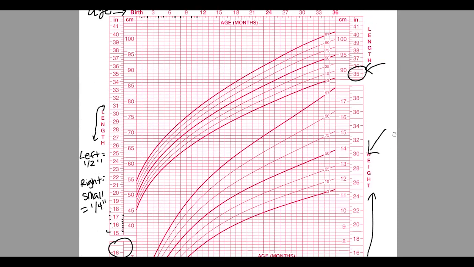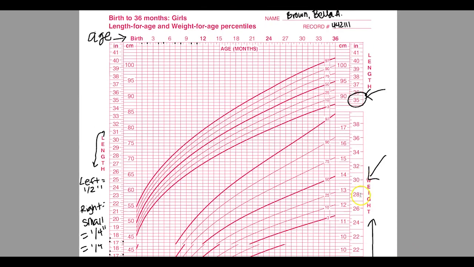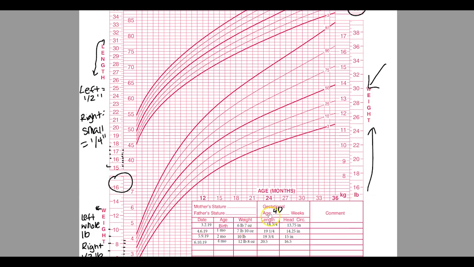So what I have done is I've put some sample measurements in here for you. Sorry, I keep losing my train of thought today. And so I'll show you how to plot a couple of these. So this is baby Bella, and her gestational age was 40 weeks. Her date of birth was 3/2/19, and her birth weight was 6 pounds and 7 ounces.